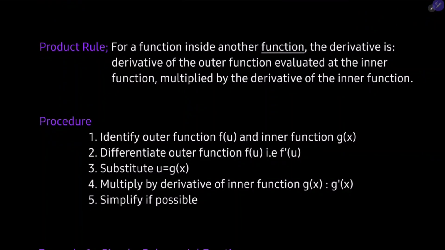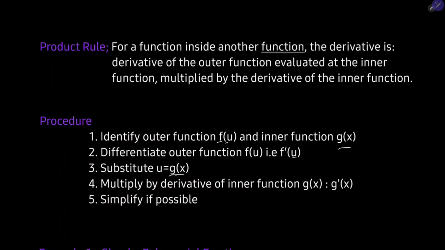First of all, we identify our outer function f of u and inner function g of x. Secondly, we differentiate the outer function f of u, that is f prime of u. If you notice, we are differentiating the outer function with respect to the inner function u. Thirdly, substitute u by g of x. Fourthly, multiply by the derivative of the inner function, that is f prime of u times the derivative of the inner function g prime of x. Fifth, we simplify if possible.